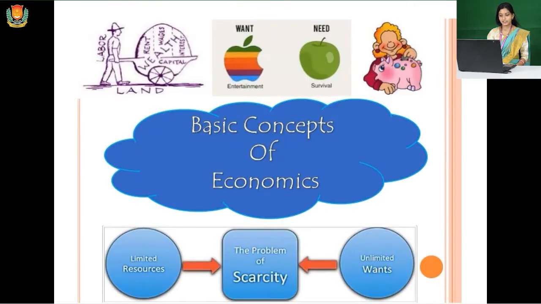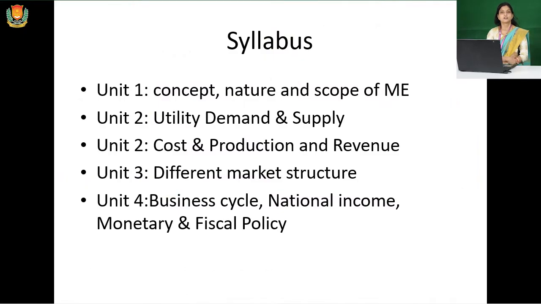Unit 3 is related to cost, production and revenue. What is cost? Different types of cost, production, production process, production function, and revenue. What is the relation between cost and revenue?